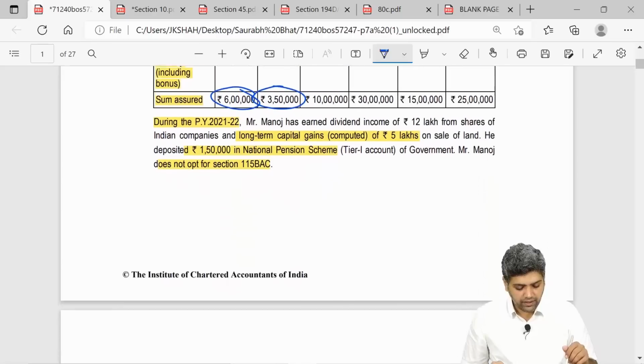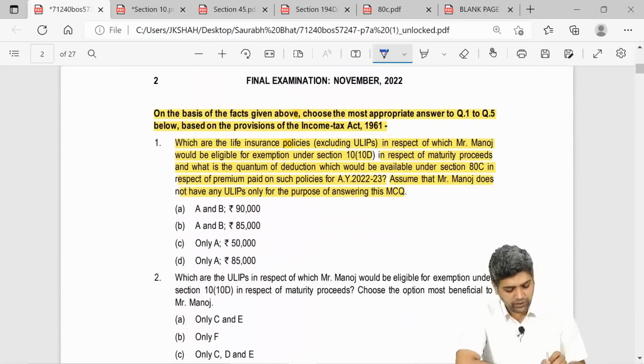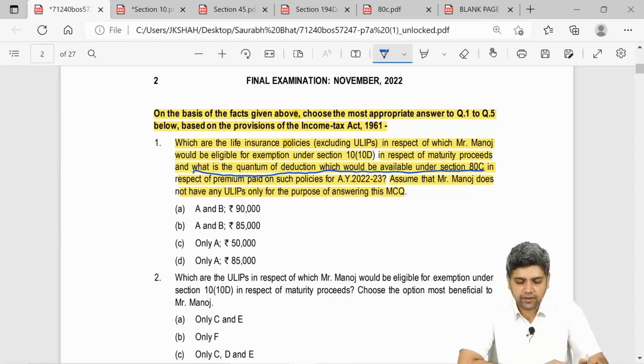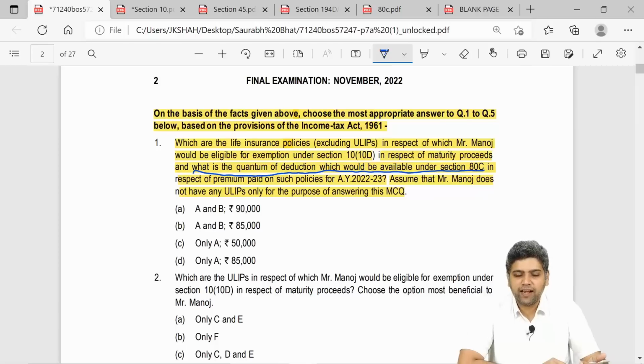But then they are asking us to which of these policies Section 10 clause 10D would be available, and then they ask what is the quantum of deduction which would be available under section 80C. Now if you remember section 80C, there are various kinds of investments which you can make and you get a deduction against that, maximum of course 1,50,000.